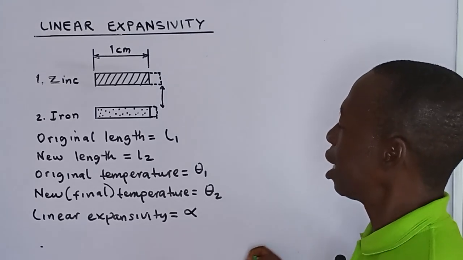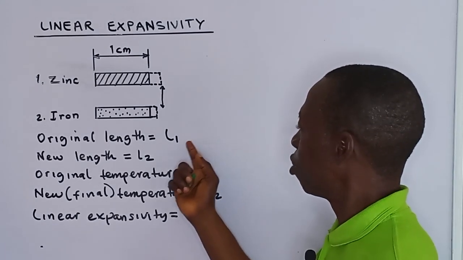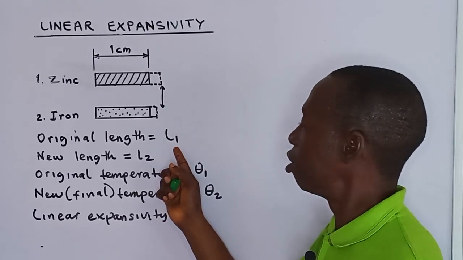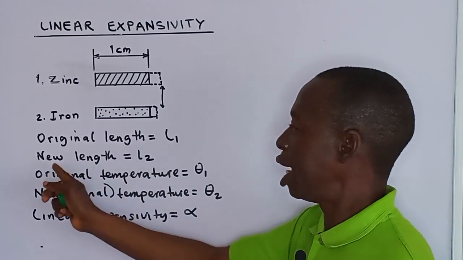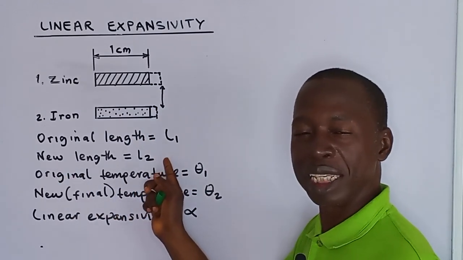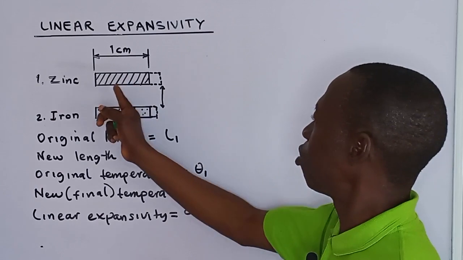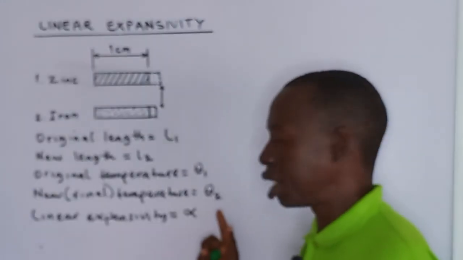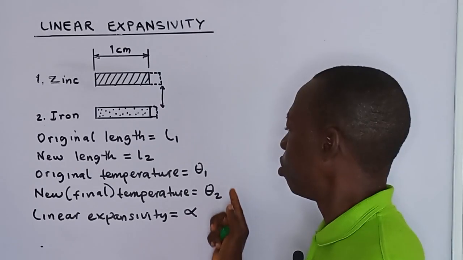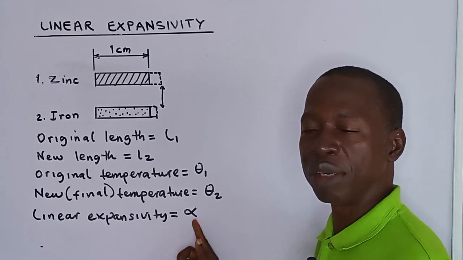So to obtain the linear expansivity of any given material, we must know, number one, the original length of that material prior to subjecting it to a certain temperature rise. Then we must know the final length or the new length of the material after it has been heated. Then we must know the original temperature. Before heating, what was the temperature of the material? Then after heating it, what was the new temperature? With this information, we can obtain what we call the linear expansivity of the material.